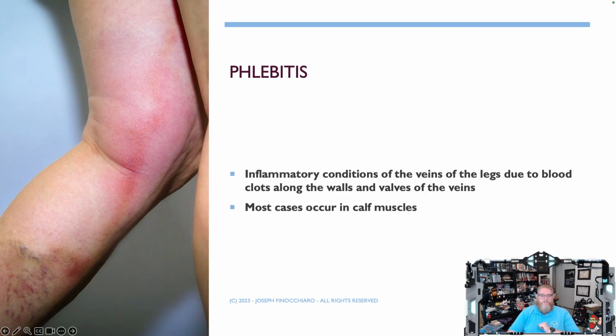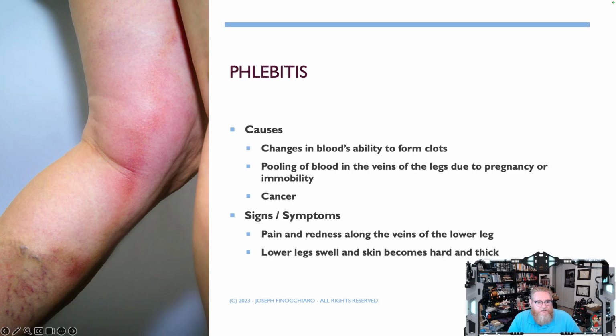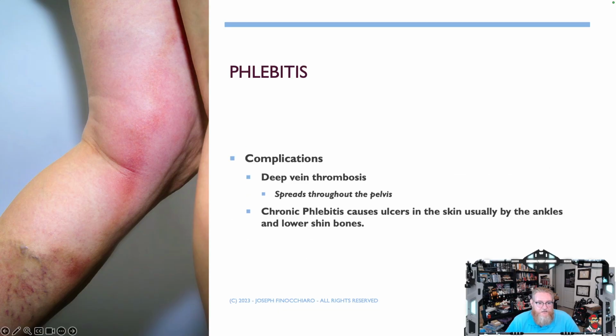Phlebitis, an inflammatory condition of the veins of the legs due to blood clots along the walls and valves of the veins. Most cases, you will evidence this in the calf muscles. Causes: change in blood abilities to form clots, pooling of blood in the veins of the legs due to pregnancy or immobility, and cancer. Signs and symptoms of phlebitis include pain and redness along the veins of the lower leg, and lower legs swell and skin becomes hard and thick. Complications of phlebitis can be deep vein thrombosis, which then spread throughout the pelvis. Chronic phlebitis causes ulcers in the skin, usually by the ankles and lower shin bones.